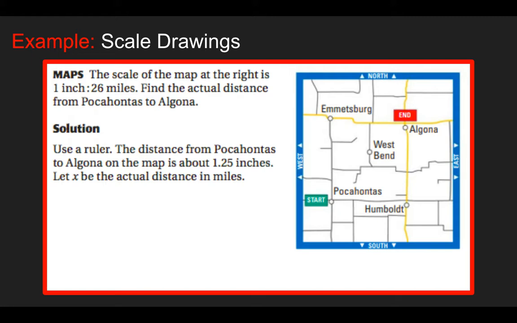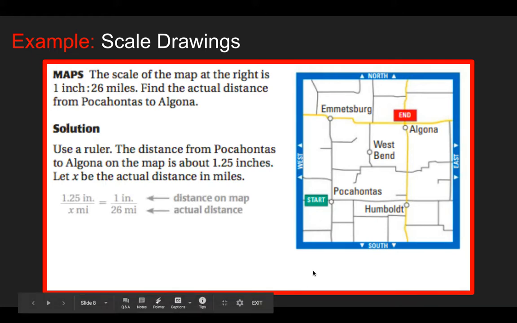Let x be the actual distance in miles. Remember, we have a scale. 1 inch is 26 miles. So we want to know how far is 1.25 inches. Let's set up a proportion and solve it.